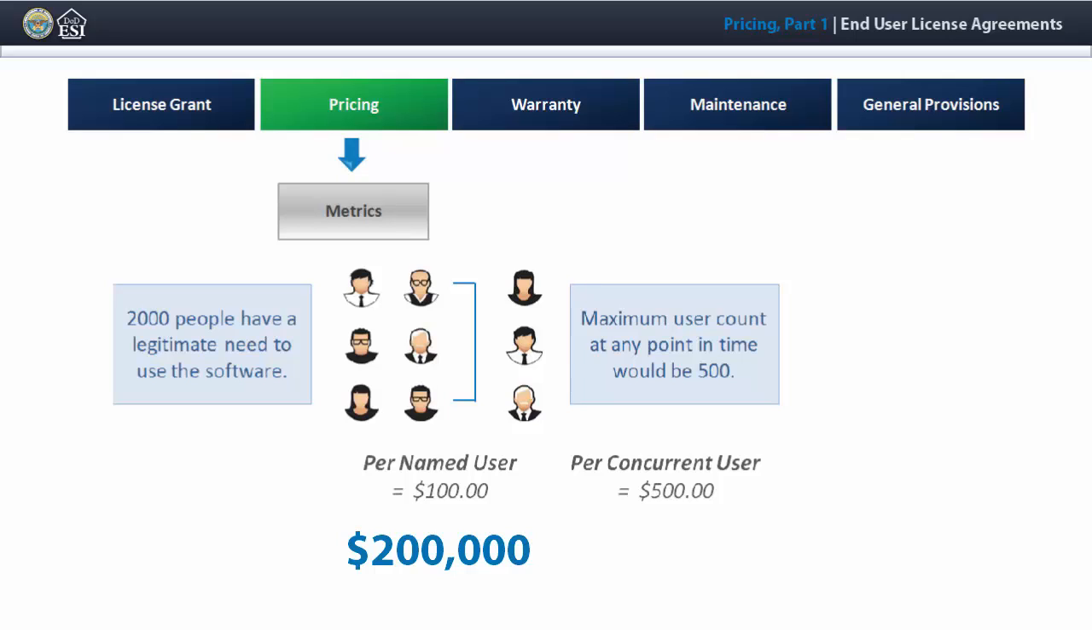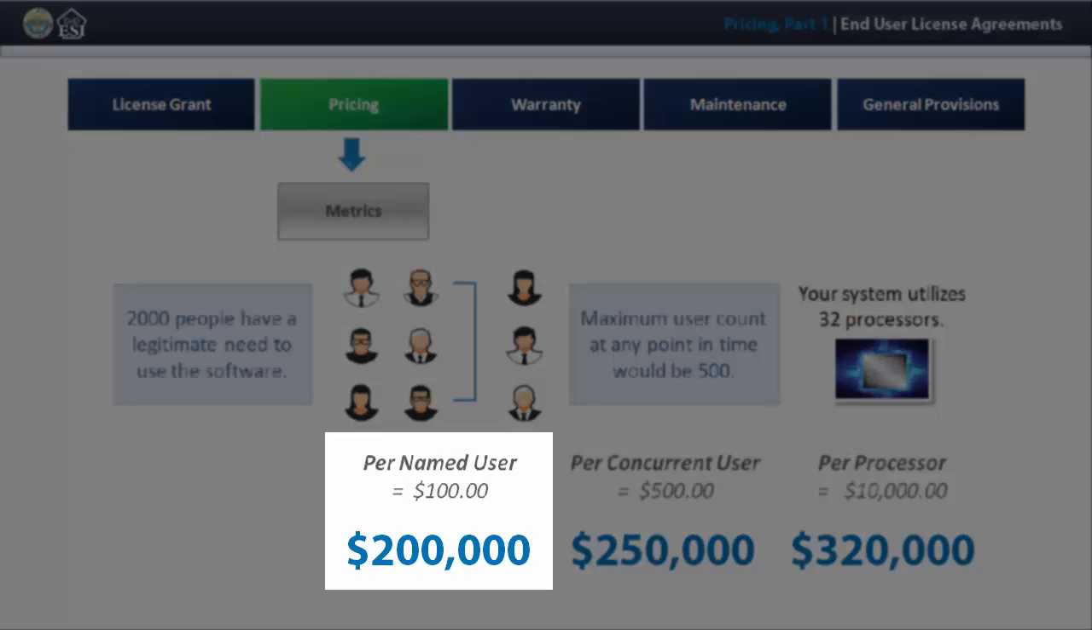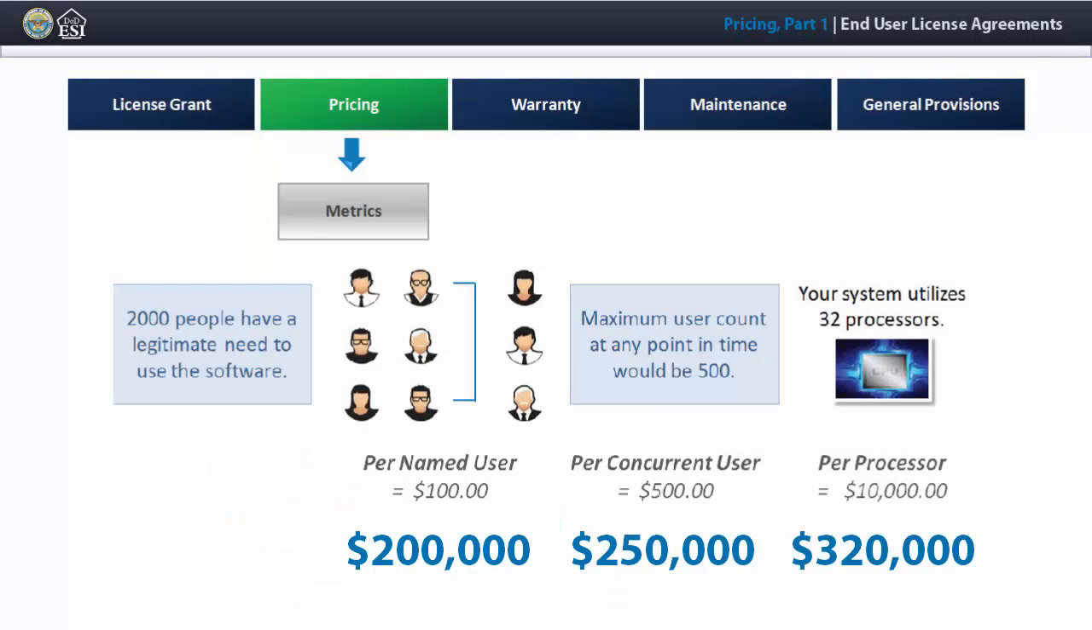There are 500 concurrent users at a price of $500 per concurrent user. The total cost of licensing on a concurrent user basis would be $250,000. There are 32 processors. At a price of $10,000 per processor, the total cost of licensing on a processor basis would be $320,000. Assuming that we receive equal terms and conditions under any of the pricing metrics, licensing on a named user basis would be the most effective metric for our specific requirements.